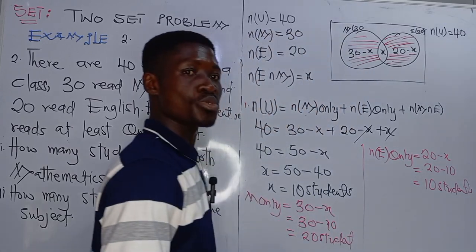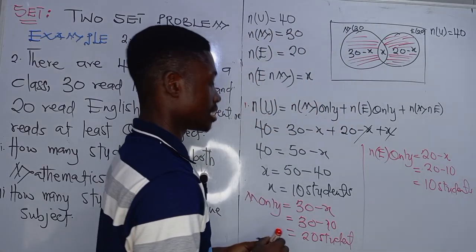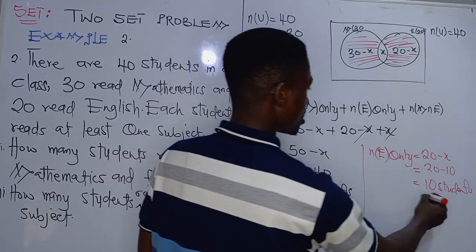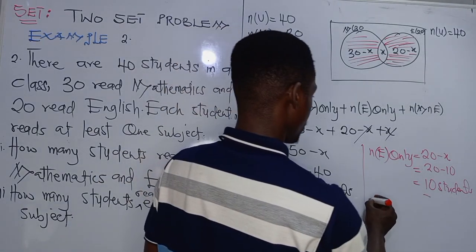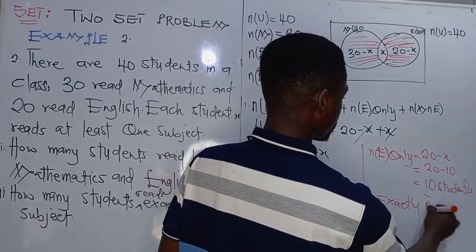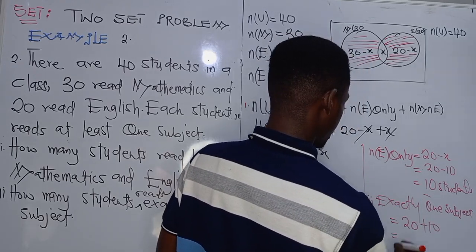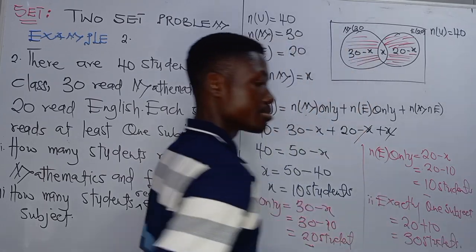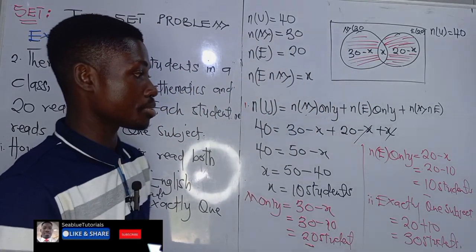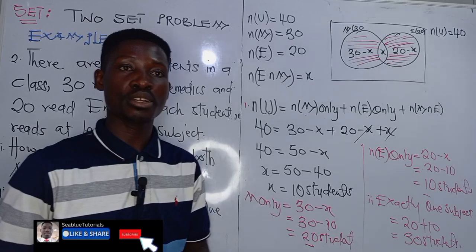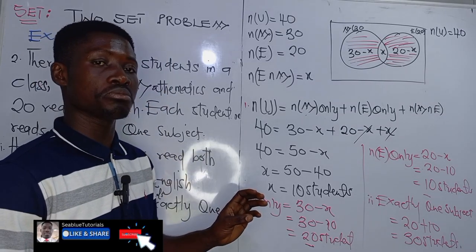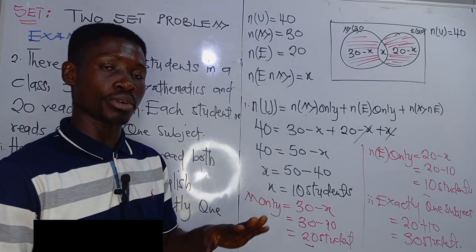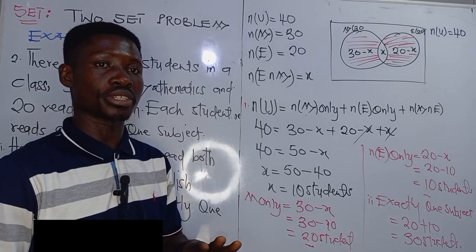So the number of students who read exactly one subject is going to be what? 20 plus what? 10. So we have 20 plus 10, and that gives us what? 30. That is that. So this brings us to the end of today's lesson. I'm going to write some few tutorial questions. Kindly pause the video. You try your hands on them.